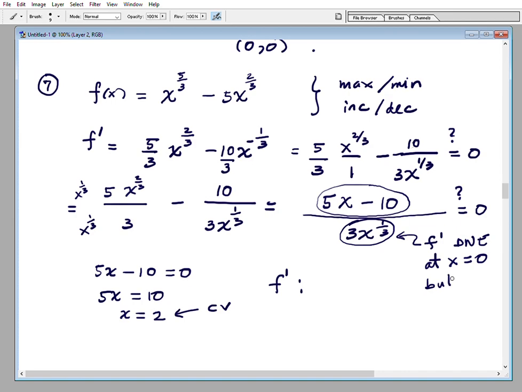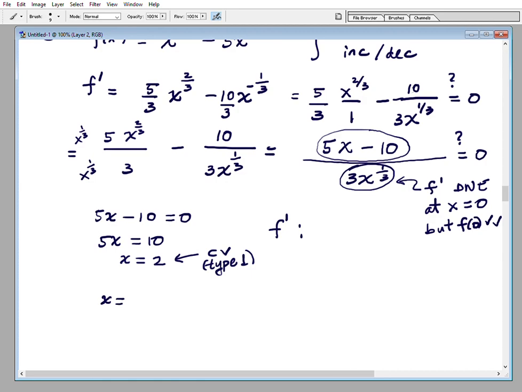but nothing's wrong with f of 0. I'm going to write it like that just as shorthand. Nothing's wrong with f of 0. So this is another critical value. So this is a critical value type 1, where f prime is equal to 0. And x equals 0 is critical value type 2, where f prime does not exist, but f does. Just shorthand over there.